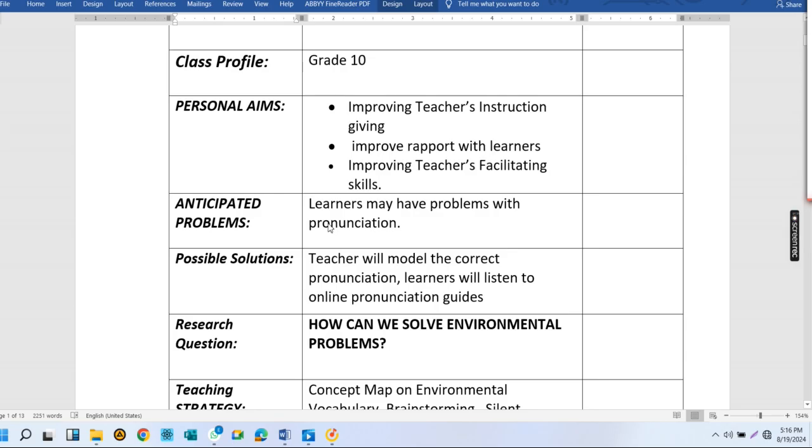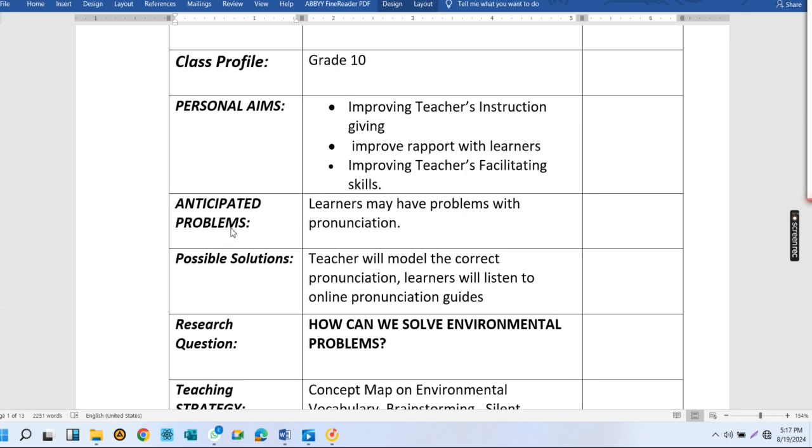And my personal aims come next. Personal aims are the teacher's aims. Maybe the teacher wants to improve some aspect of teaching, for example, maybe instruction giving, maybe organizing the whiteboard, maybe building a good rapport with learners, or maybe the teacher wants to improve some technological computer skills, etc. So these are my personal aims: improving teachers' instruction giving, improving rapport with learners, improving teachers' facilitating skills, etc.